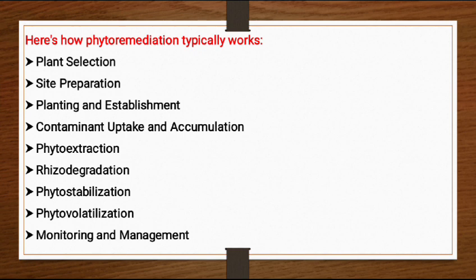And next one is monitoring and management. This requires continuous monitoring and management throughout the phytoremediation process. Monitoring is conducted to assess treatment effectiveness, plant health, contaminant concentration and environmental impacts. Management practices such as irrigation, fertilization, pest control and maintenance are implemented to optimize plant growth and remediation performance.